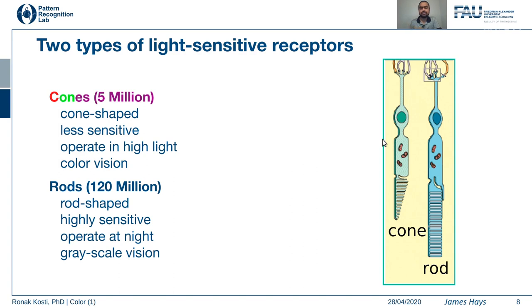Cones are lesser in number. As their name says, they are cone in shape. They are less sensitive to light, and they operate in high intensity of light. So during daylight, cones are active, and during instances when there is high intensity of light, color vision is easy. Whereas rods are highly sensitive during nights. Because they are large in number, it's obvious to see why our human eye is more sensitive to light intensity in general rather than colors.